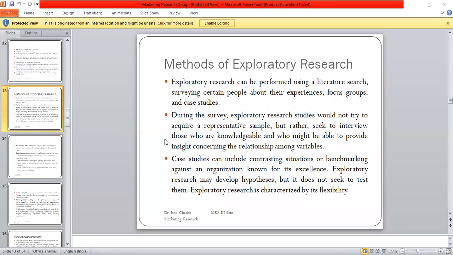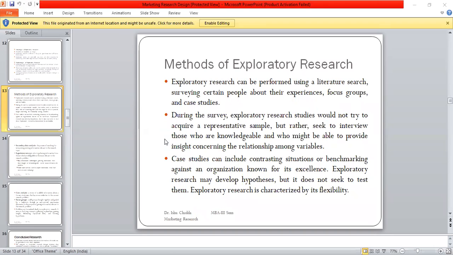Next, we are going to discuss methods of exploratory research. Exploratory research can be performed using a literature search. You have to see how many studies have followed your thinking process, so you review the related literature and find out their opinions, their experiences, and the focus groups they have followed. During the survey, exploratory research studies would not try to acquire a representative sample, but rather seek to interview those who are knowledgeable and who might be able to provide insight concerning the relationship among variables.